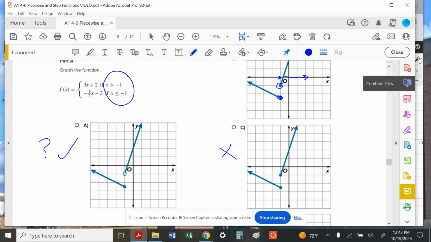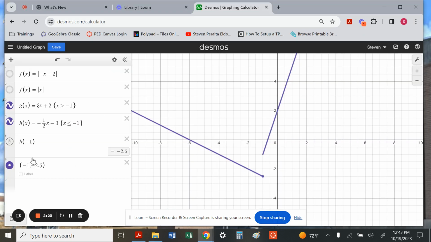Now notice what I do over here is I graphed it. I graphed it on this screen, and you'll see I created a new function called g of x equals 3x plus 2, and I said when x is greater than -1. So it graphed this line right here. I did -1/2 x minus 3 when x is less than or equal to -1. So when it's less than, which is this way, it would be this line right here. And the problem with Desmos and sometimes with all these different software packages is that it does not put an open and a closed circle there. So I have to put it in.